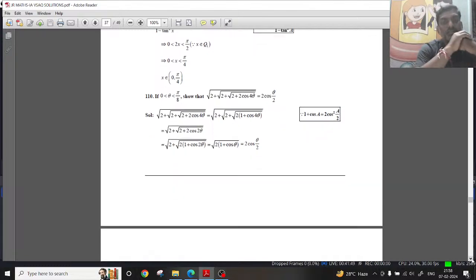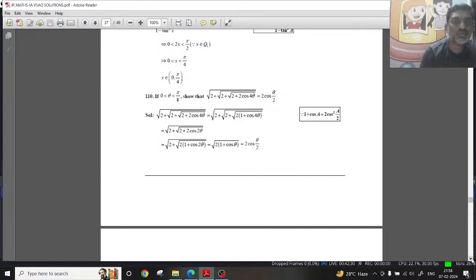This model is also important. Square root of 2 plus square root of 2 plus square root of 2 plus 2 cos 4 theta. If you take 2 common in the middle, you get 1 plus cos 4 theta. You know 1 plus cos 2 theta equals 2 cos square theta. So 1 plus cos 4 theta equals 2 cos square 2 theta. So 2 times 2 cos square 2 theta is 4 cos square 2 theta. That will be 2 cos 2 theta.